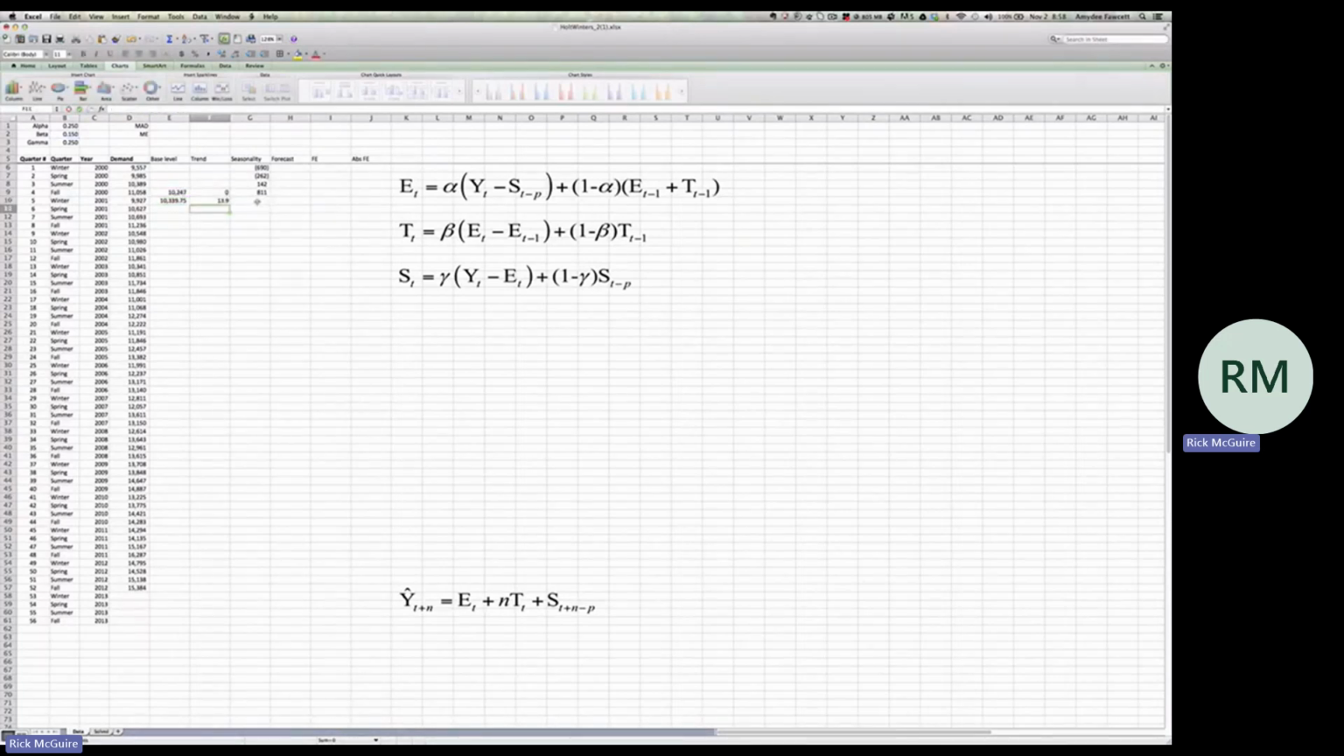Finally, we're getting to the seasonal factor. So here the weighted factor will be gamma, and one way of estimating the seasonal factor would be to take the difference between current period actual demand and the current period base level estimate, y sub t minus E sub t, or of course 1 minus gamma times the most recent relevant seasonal factor estimate, which again is C sub t minus p.